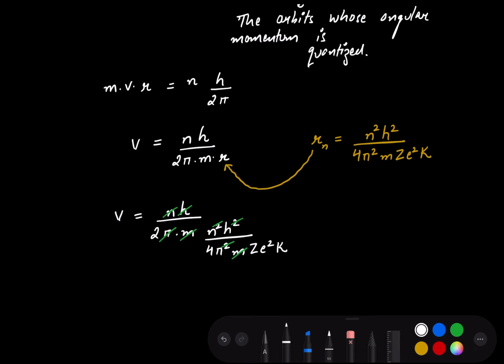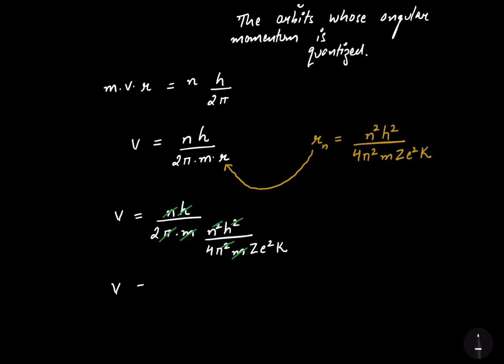So the velocity comes out to be 4 pi z e square k divided by 2 n h. This 2 also gets cancelled like this, so it comes out to be 2 pi z e square k divided by n h. So that's the formula for the velocity.